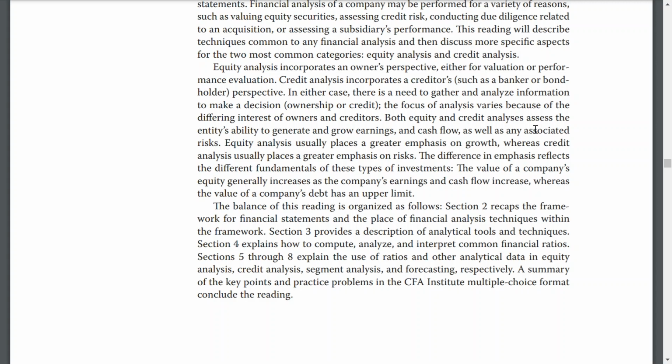The balance of this reading is as follows. Section 2 recaps the framework of financial statements and the place of financial analysis techniques within the framework. Section 3 provides a description of analytical tools and techniques. Section 4 explains how to compute, analyze, and interpret common financial ratios. Sections 5 through 8 explain the use of ratios and other analytical data in equity analysis, credit analysis, segment analysis, and forecasting, respectively. A summary of key points and practice problems in the CFA Institute multiple choice format concludes the reading.